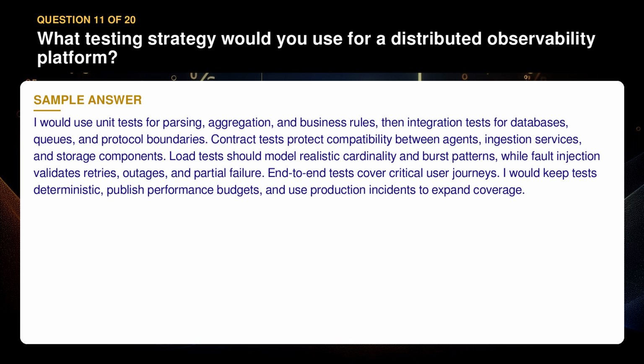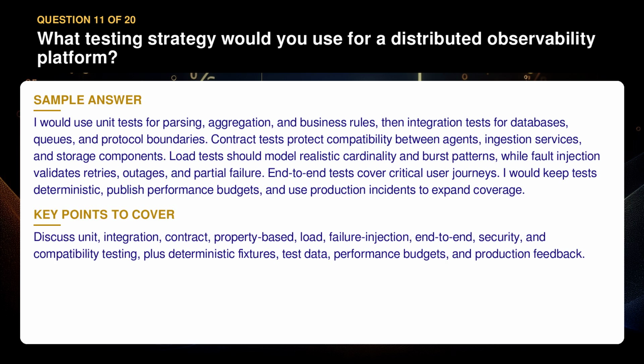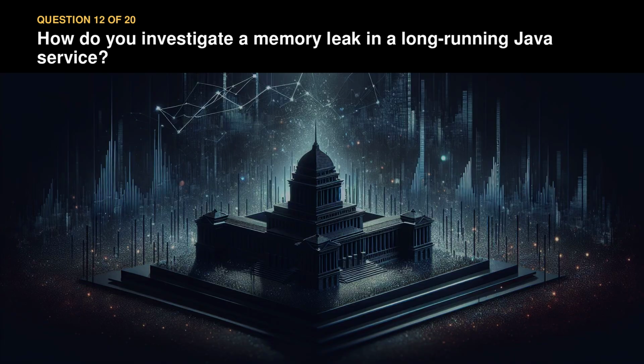End-to-end tests cover critical user journeys. I would keep tests deterministic, publish performance budgets, and use production incidents to expand coverage. Discuss unit, integration, contract, property-based, load, failure injection, end-to-end, security, and compatibility testing, plus deterministic fixtures, test data, performance budgets, and production feedback. Question 12.